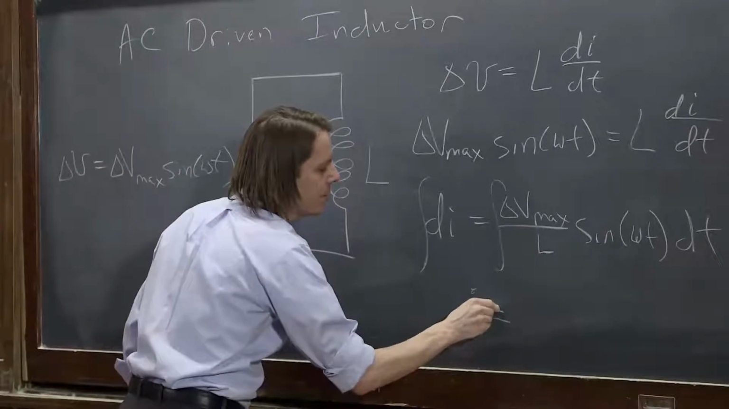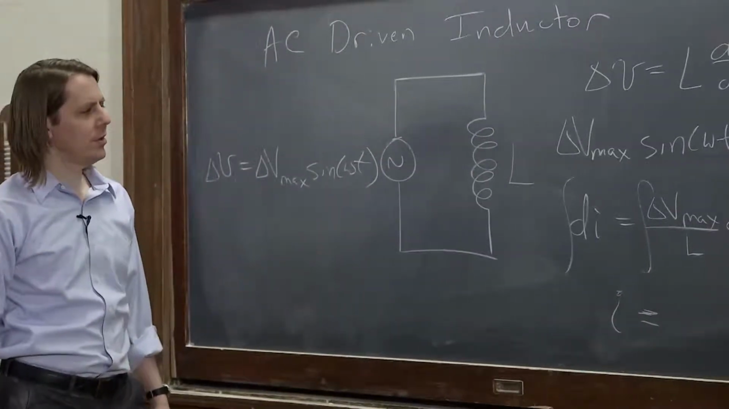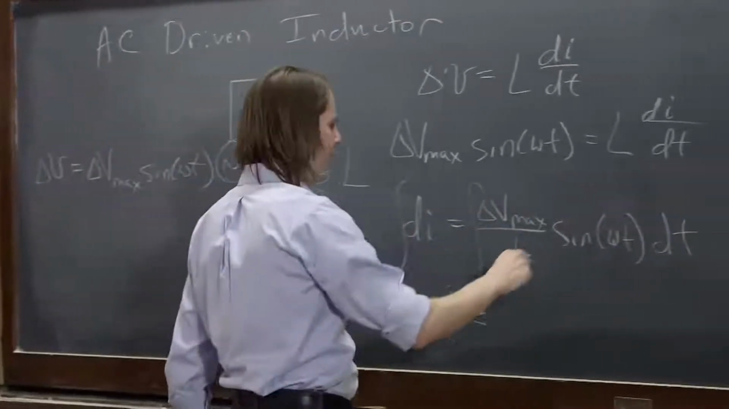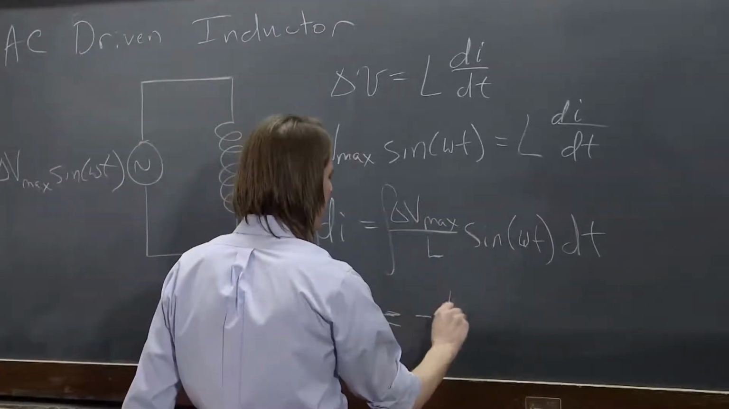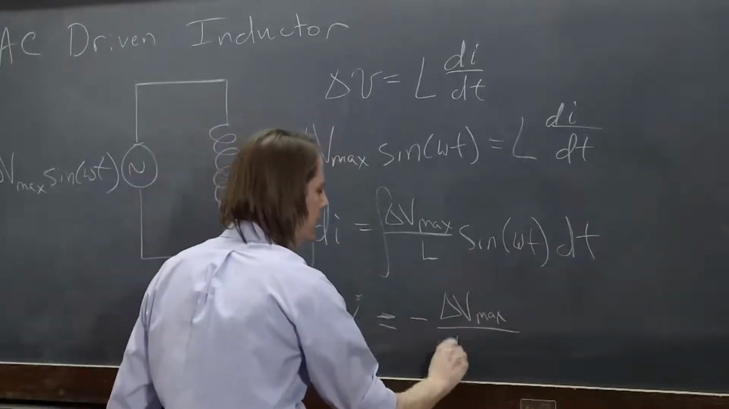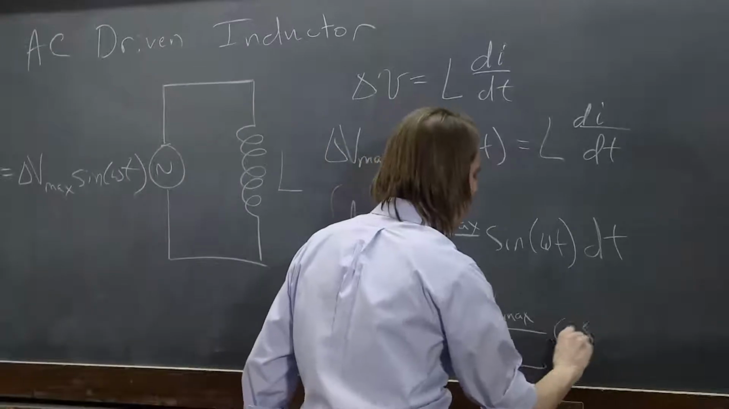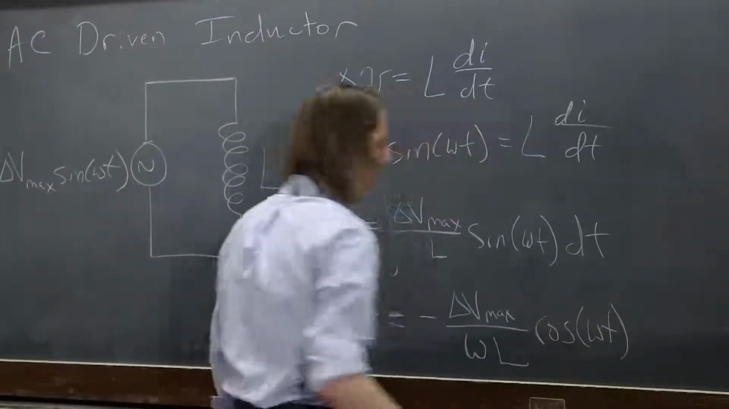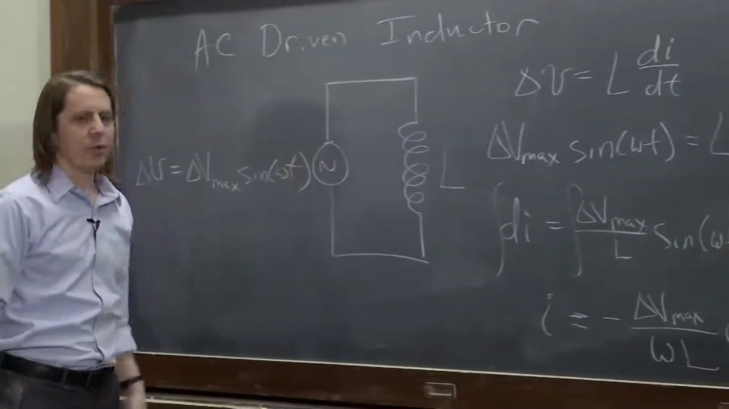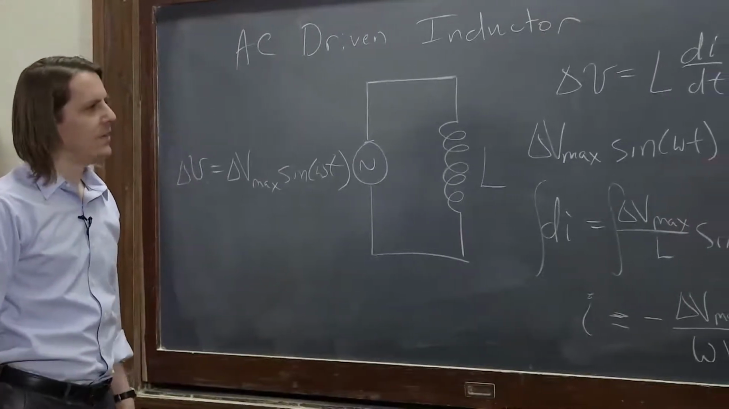The current would be the integral of this is negative cosine, and you divide by an omega, so minus delta V max over omega L. The sine became a cosine omega t. So there's your oscillating current, delta V max over omega L, and it's a negative cosine.